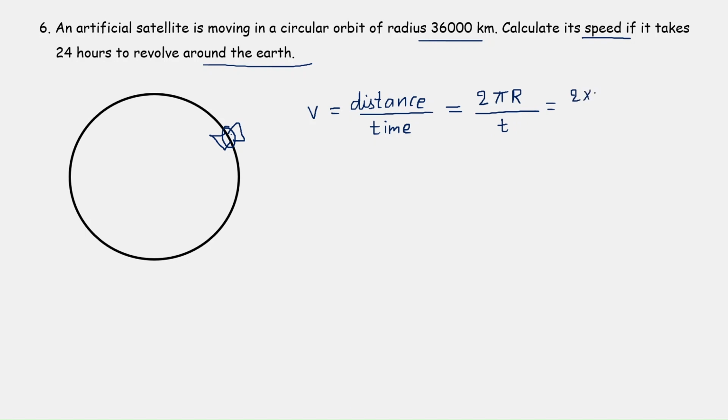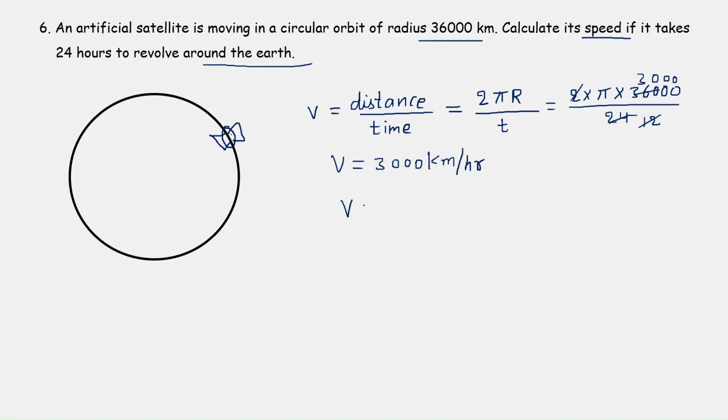So 2 into pi into r, which is 36,000 kilometers. Let us write everything in kilometers and hours only, and later we will solve it. Okay, so when you solve this one, what will you get? 2 ones are 2, 12s are, and 12 ones are 12, threes are 3000. So now the velocity will be equal to 3000 kilometer per hour.